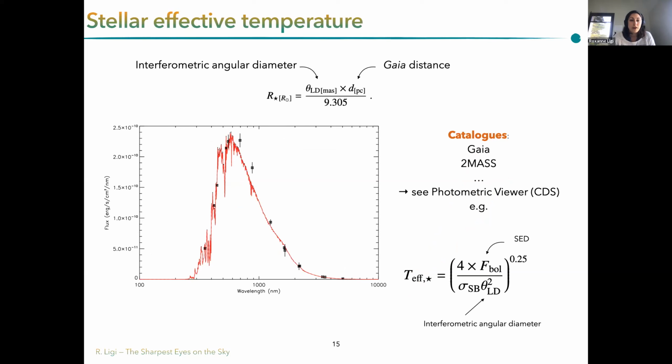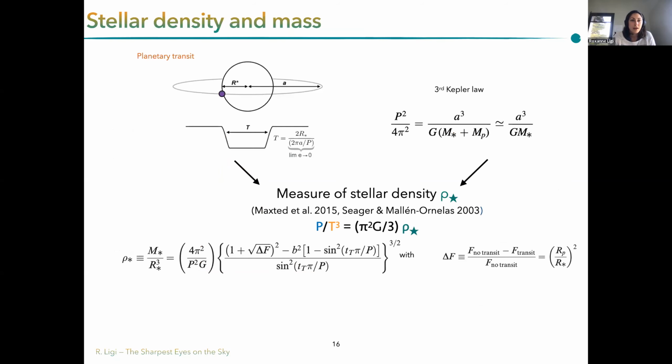Knowing the angular diameter also allows us to know the effective temperature of the star. For this, you need the photometry of the star, and you combine it with the angular diameter to derive the effective temperature. So it's also something commonly done for stellar physics. Something that is more difficult to do is to derive the density and the mass of stars.